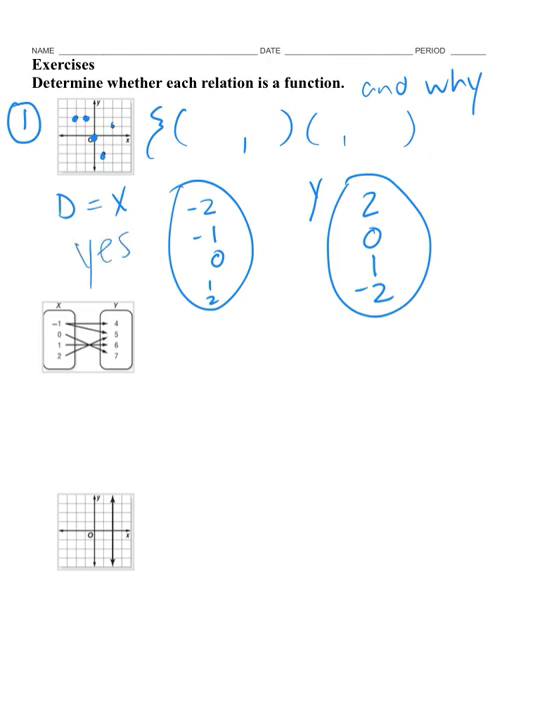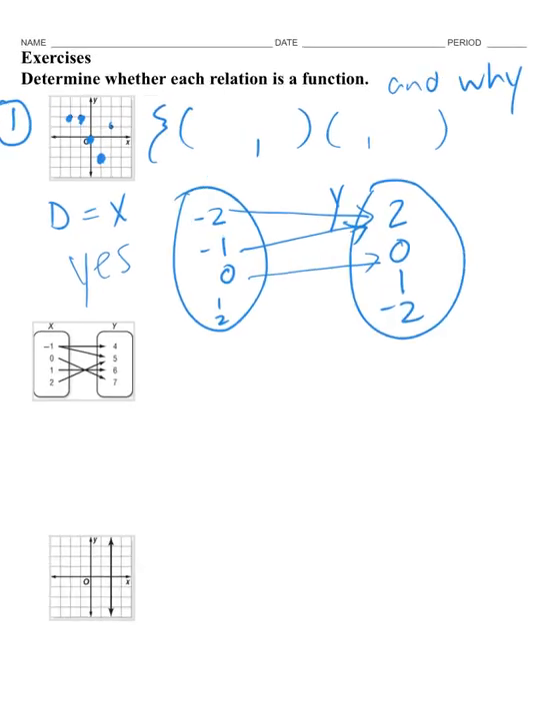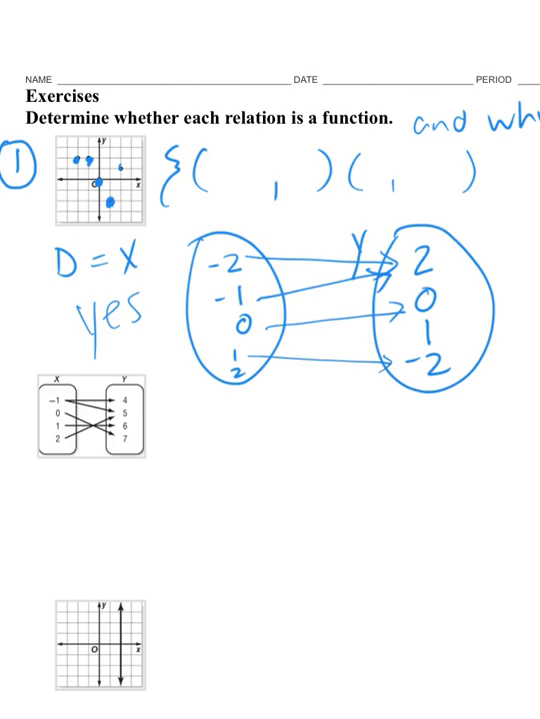Because this -2 goes to 2, right? -1, this dot right here, goes to 0. 0 goes to 0. 1 goes to -2. You see this dot right here, how it's down below? So that goes to -2. And then you see this dot? That's x is 2.